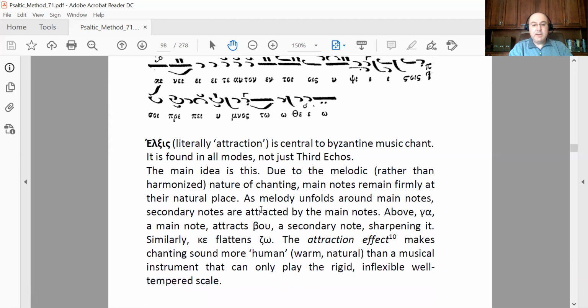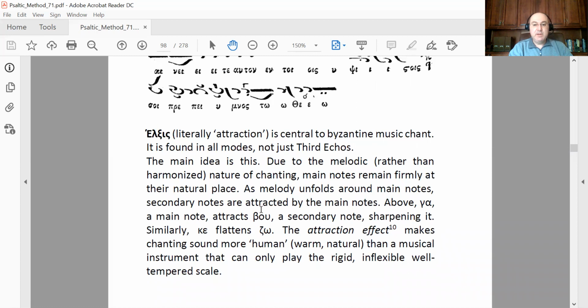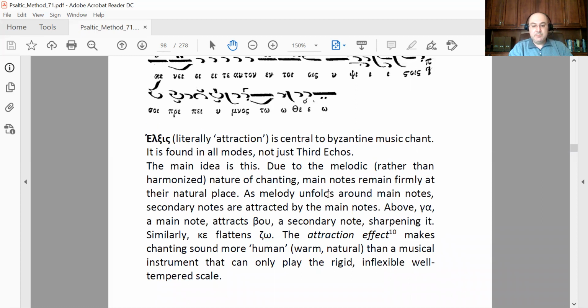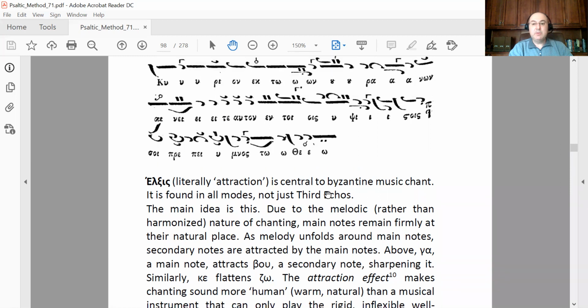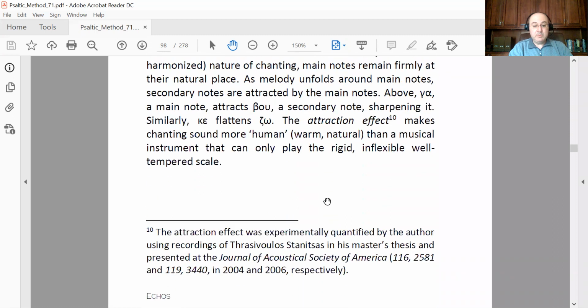Okay, here I explain what I said before about Elxis, the attraction effect. So I'm not going to repeat that. That's for you to read on your own. And I think we are done with this ichos.